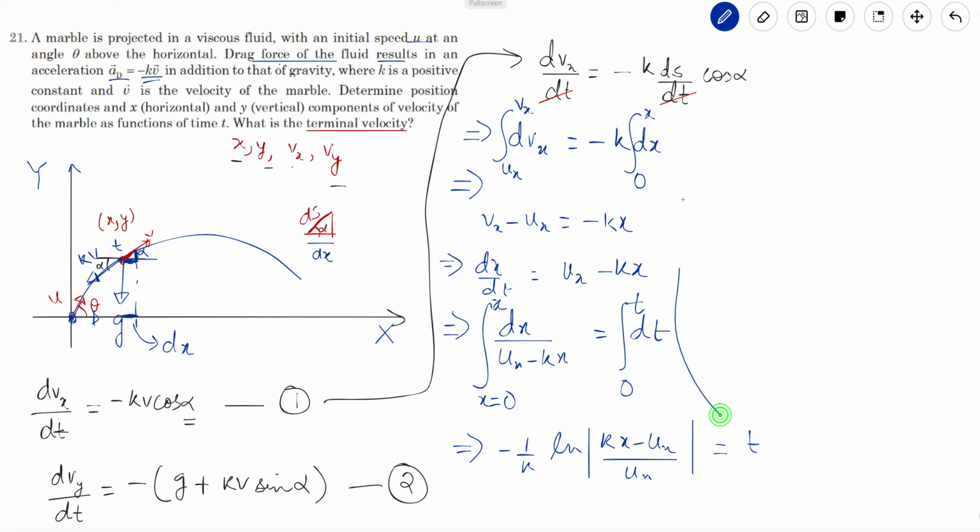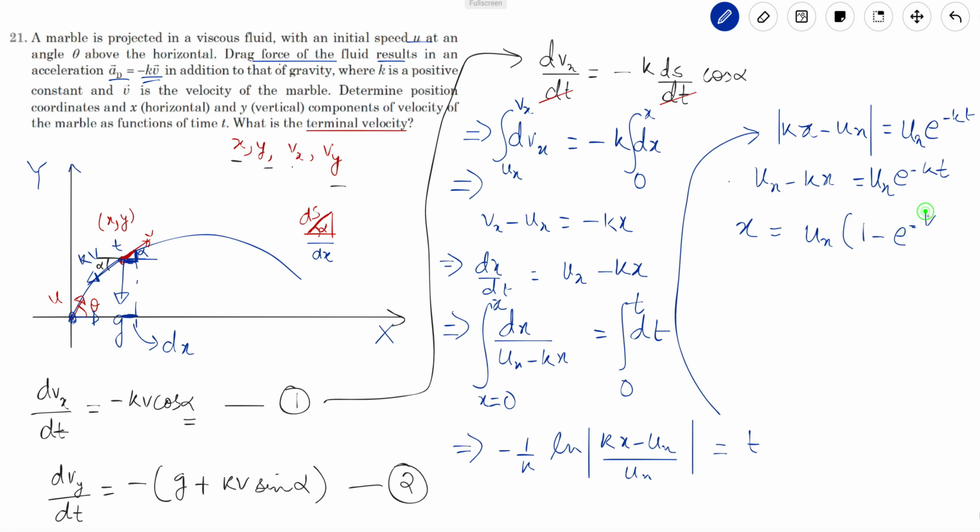Further, if you simplify it, you will get x as a function of time, which is kx minus ux is equal to e to the power negative kt. By the way, this is a mod. It becomes ux minus kx if you open this mod, and this is equal to e to the power minus kt. So x comes out to be ux times e to the power negative kt. Now it becomes x is equal to ux times (1 minus e to the power minus kt) over k.